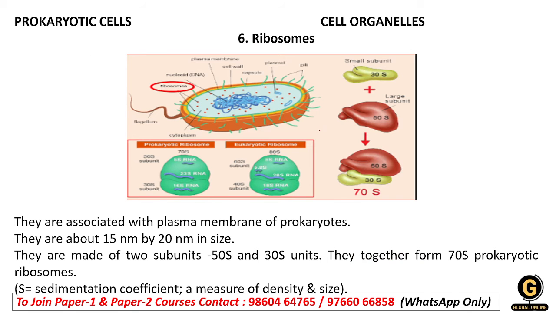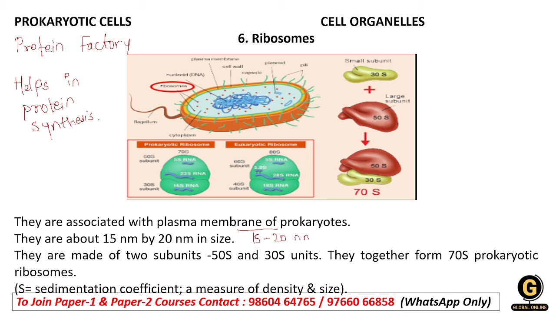Next comes the ribosomes. What is the ribosome called, students? It is called a protein factory. Ribosome is called a protein factory. Yes, it helps in protein synthesis. What is the work of ribosomes? It helps in protein synthesis. Where are ribosomes found? They are associated with the plasma membrane of the prokaryotes. What is the size? Size is 15 to 20 nanometers.